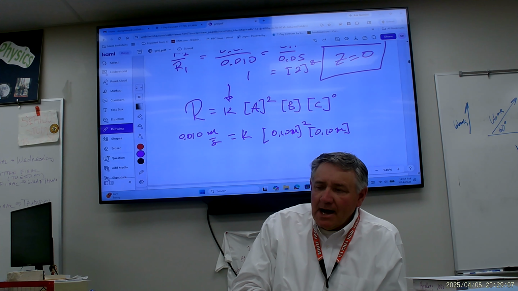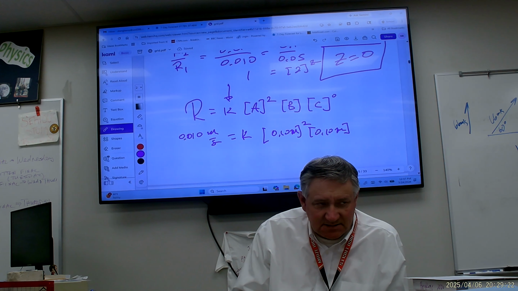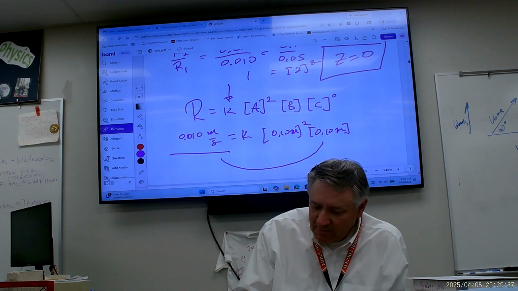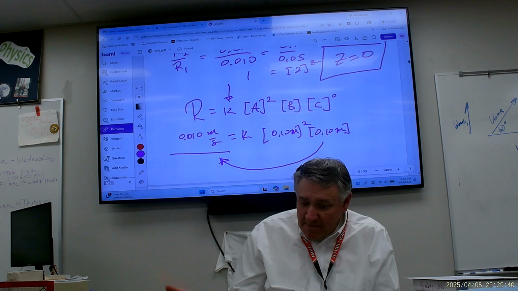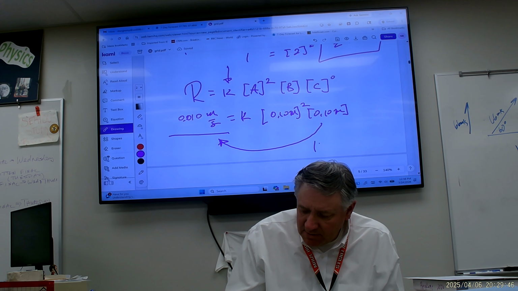Now, in terms of how this is going to play out, your value of K needs 2 things. It has to have the correct numeric value, and it has to have the correct units. So, if you look at this, you're going to have 0.01. Over here, you got 0.1 squared times 0.1. So we're going to divide this by all of that. So if you do the math, you get K with the units, mathematical answer of 10.